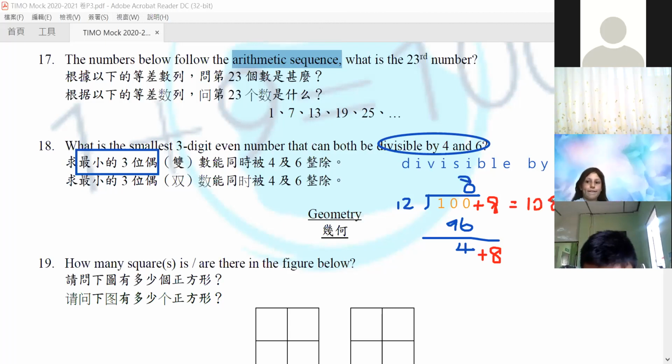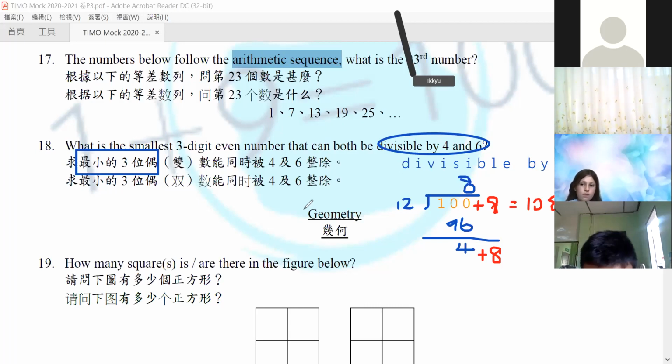We know that it must be the next number, so it must be 12 times 9, which is 108. 108 is our smallest even number which is divisible by 4 and 6. Actually, all numbers that are divisible by 4 must be even numbers, so we do not consider even in this case, because all numbers that are divisible by 4 must be even.